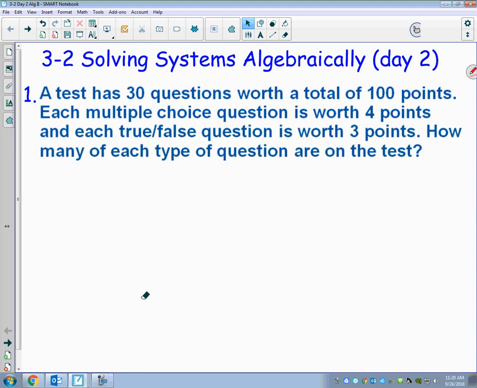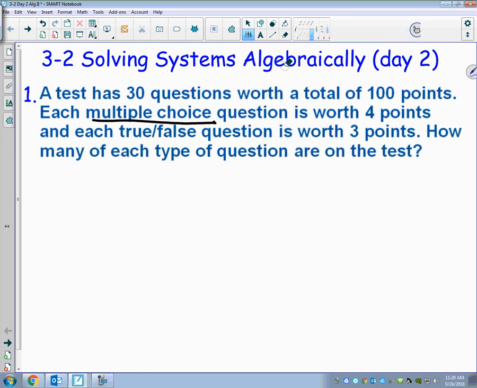So this one says a test has 30 questions worth a total of 100 points. Each multiple choice question is worth 4 points, and each true false question is worth 3 points. How many of each type of question are on the test? So you have to figure out what your variables are, and that's your last question. How many of each type of question? So we have multiple choice.